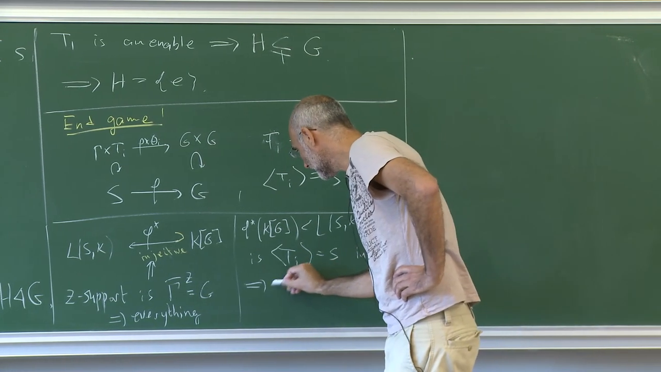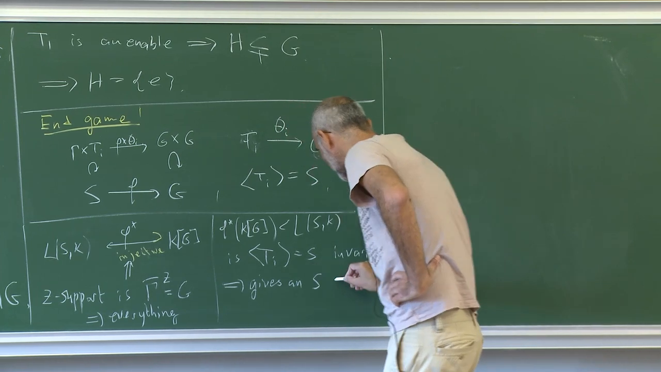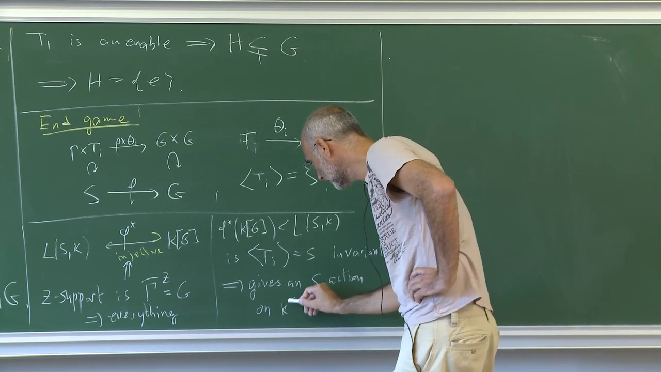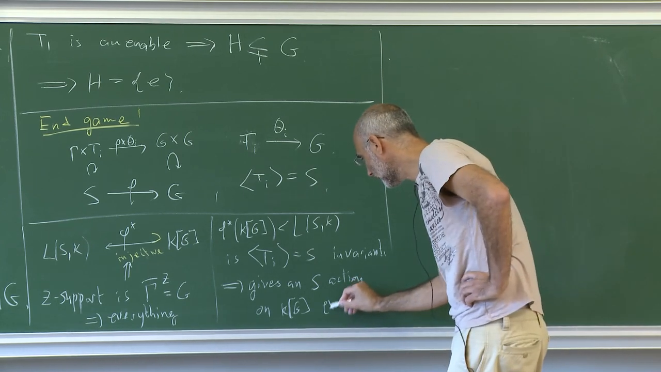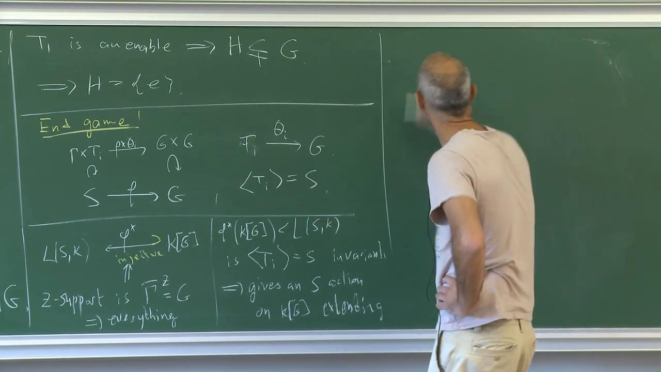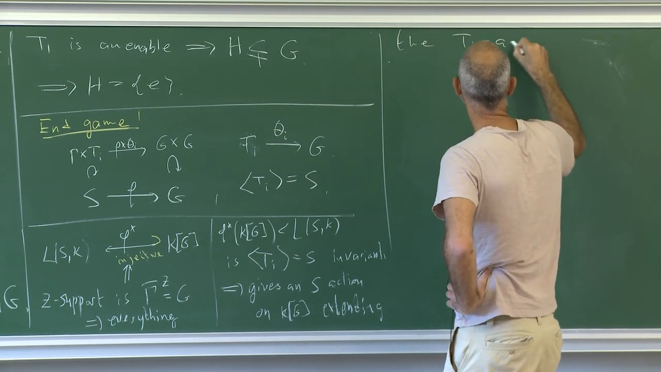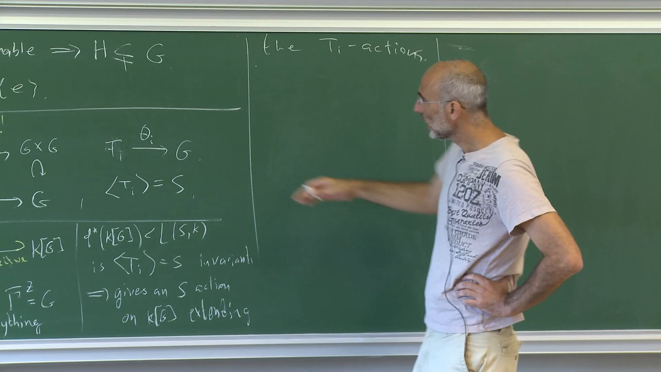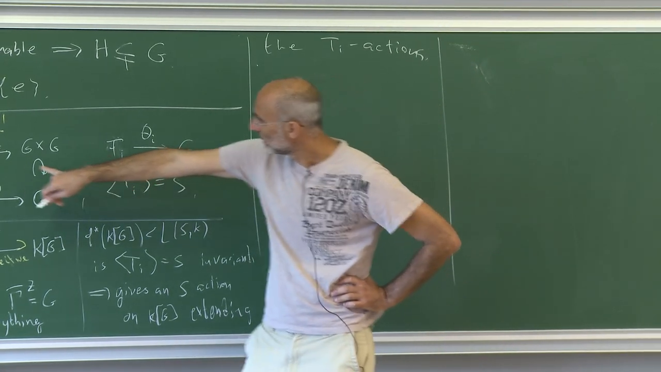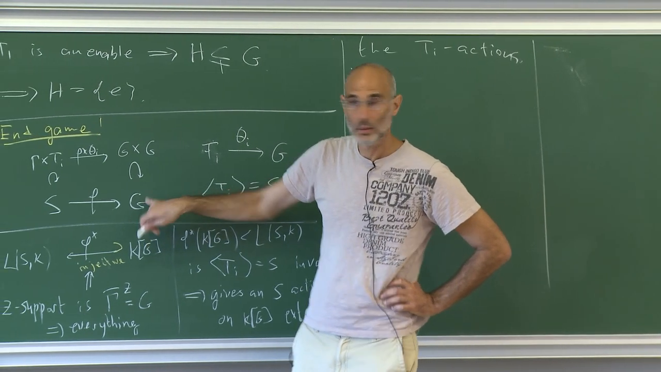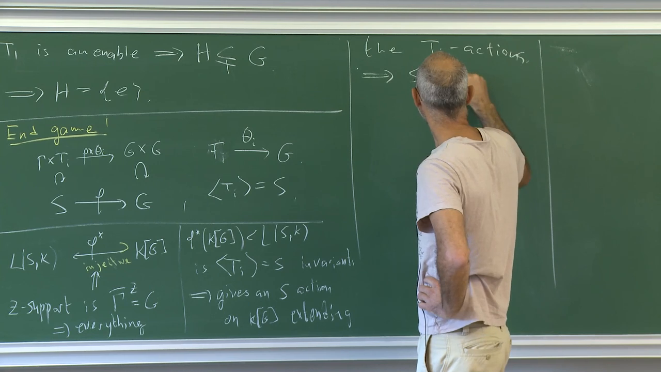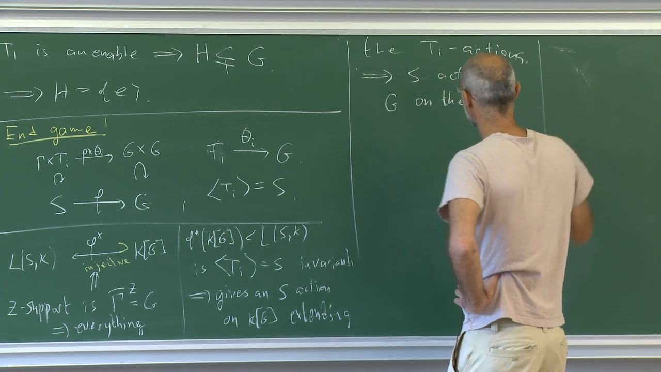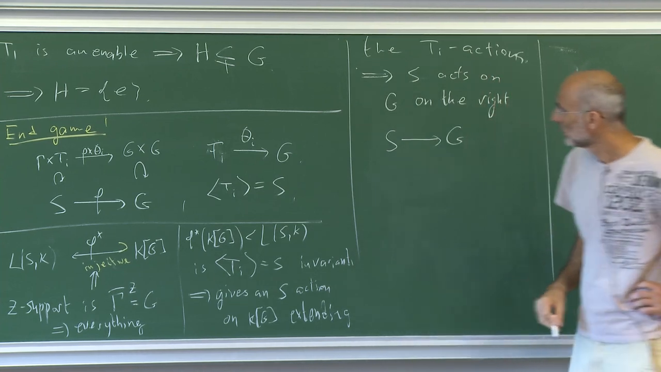And this gives an S action on kg itself, extending the Ti actions simultaneously. And all the Ti's here, they act on G on the right. So I'm getting S acts on G on the right. I'm getting a map S to G, which is theta.